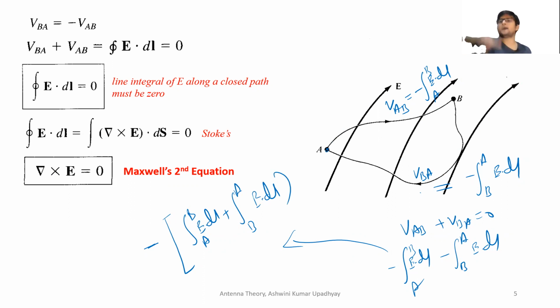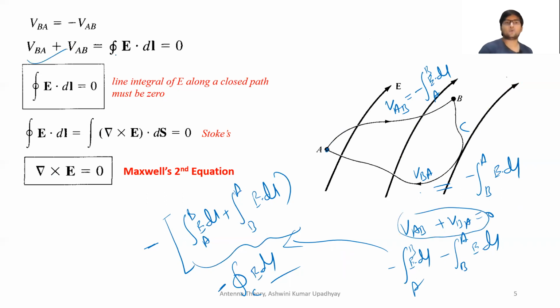Since this whole path is making a closed path, you can write this integral as a closed integral around, suppose I'm calling this closed curve C, so closed integral over C of E dot dl. And since the negative sign was outside, you can say it is like this. So in other words, I'm writing this VAB plus VBA as the closed integral of E dot dl, which we saw will be equal to 0. So from this definition, we can say that the line integral of the electric field along a closed path must be 0.